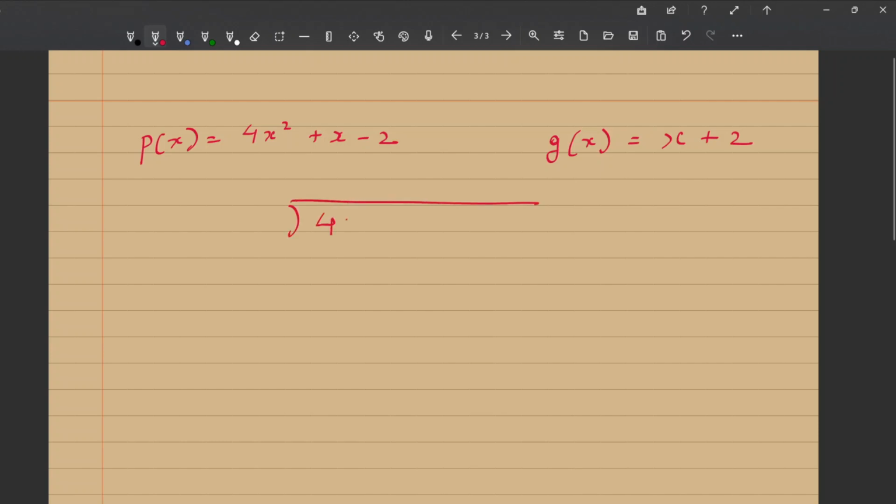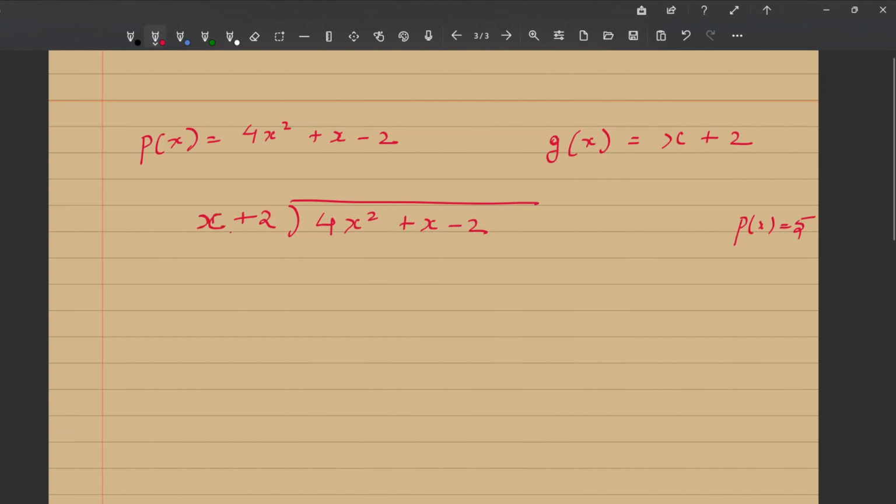Now let us start doing this. 4x squared plus x minus 2 has to be divided by x plus 2, right? So you notice that x plus 2 is a non-zero polynomial. What do we mean by a non-zero polynomial? It is not a number, any constant. Suppose you have p of x is equal to 5, you call it a zero polynomial, right? There is no variable in this. But this is a non-zero polynomial of degree 1. So x plus 2. Fine.